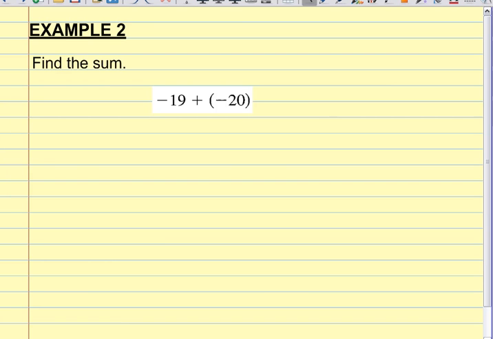Okay, folks, example number 2 says find the sum. First thing, what do I need to do first? What should I do first, Maggie H? Okay, I'm going to rewrite this. When I look at negative 19, do I need to change anything with negative 19, CB? No, I'm just going to leave that as negative 19.